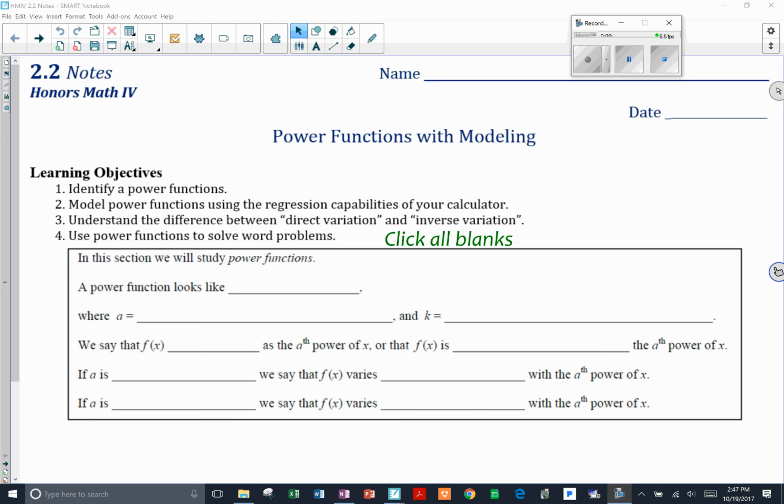Okay, we're going to go over power functions in section 2.2. In section 2.1, we talked about polynomials and quadratics. A power function could be quadratic or some sort of polynomial, linear even, but what's important is that it only has one term. But really, the power could be anything. Okay, a is the power, and it could be any real number.